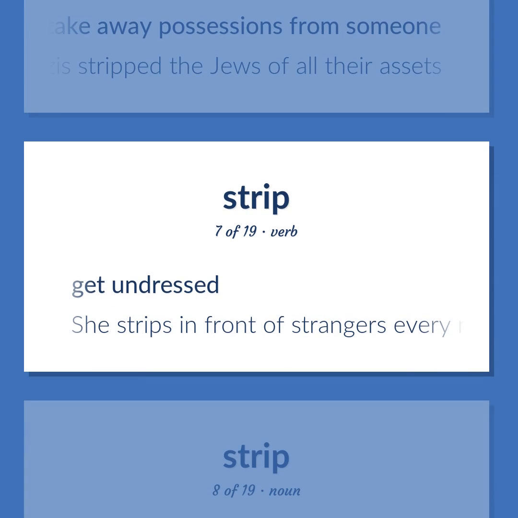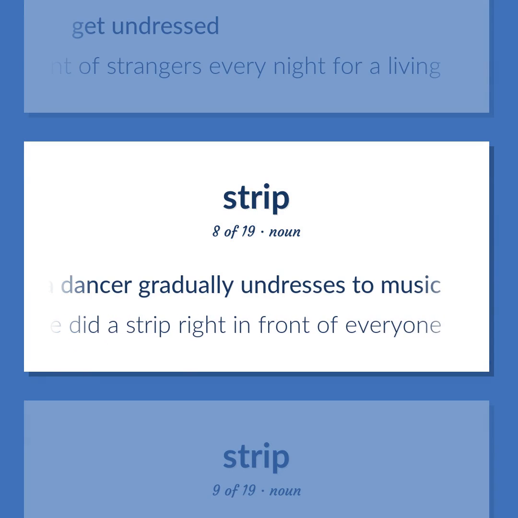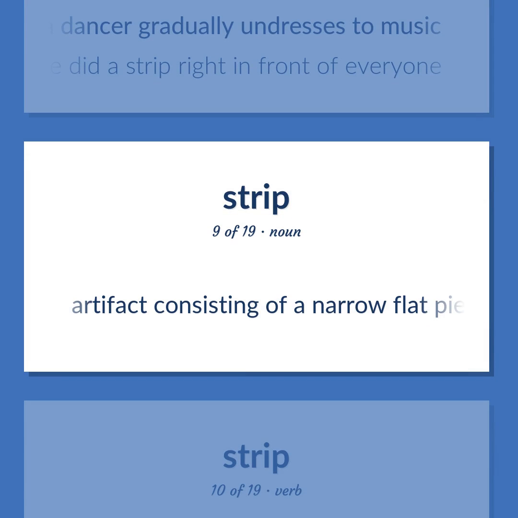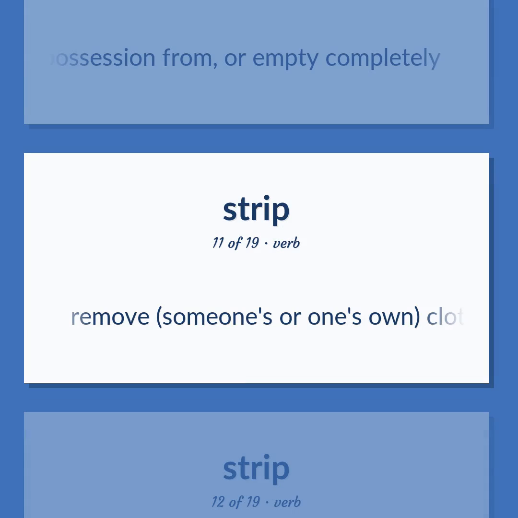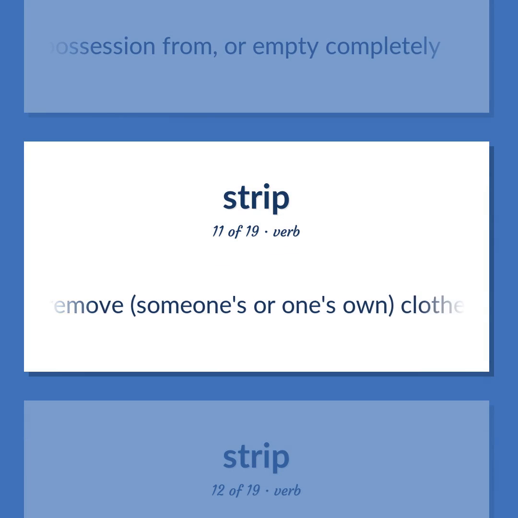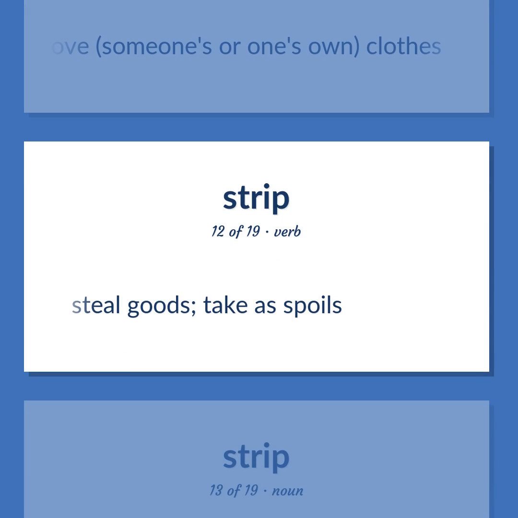Get undressed. She strips in front of strangers every night for a living. A form of erotic entertainment in which a dancer gradually undresses to music. She did a strip right in front of everyone. Artifact consisting of a narrow flat piece of material. Remove all contents or possession from, or empty completely. Remove someone's or one's own clothes. Steal goods. Take as spoils.